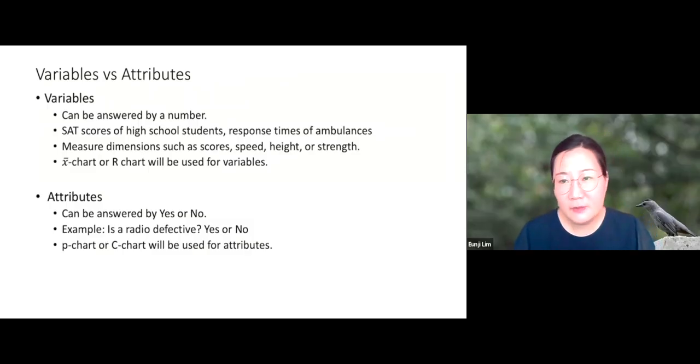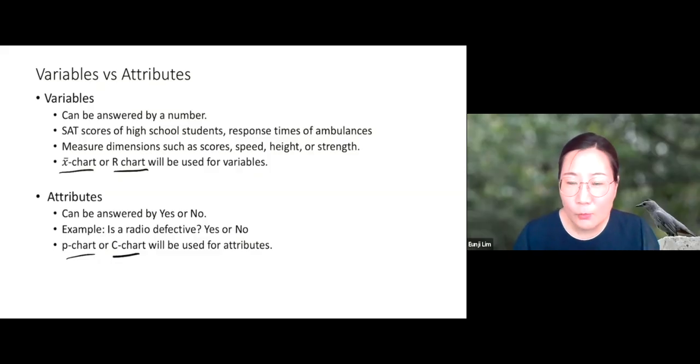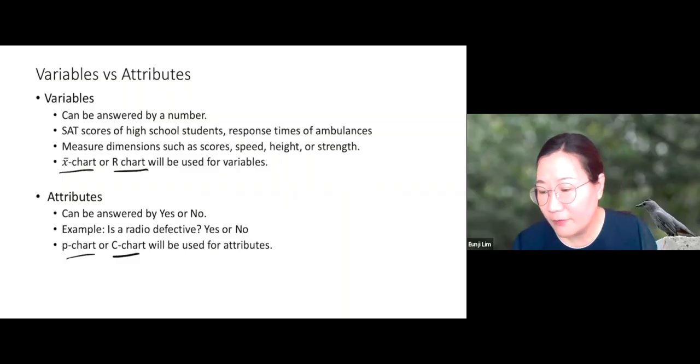Let's talk about the details of the control charts. We're going to talk about 4 types of charts: the X bar chart, the R chart, the P chart, and the C chart. What's the difference between these charts? It depends on what type of observations you're making. Are you observing a number, or are you observing something that can be answered by yes or no? If you're observing a number, you're observing a variable.